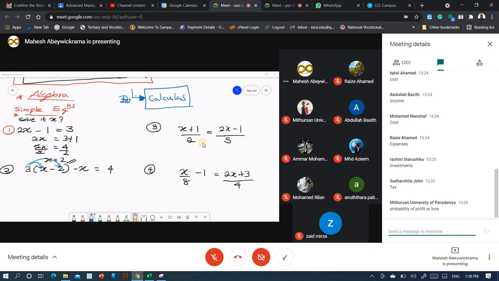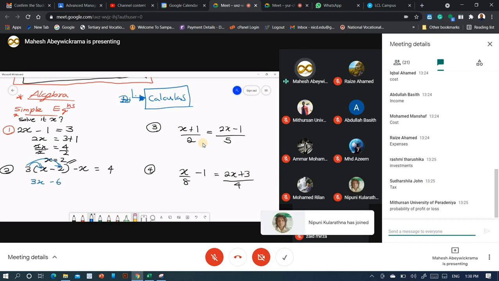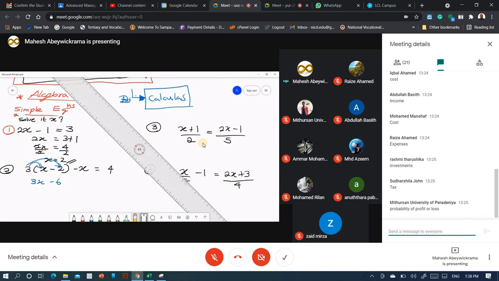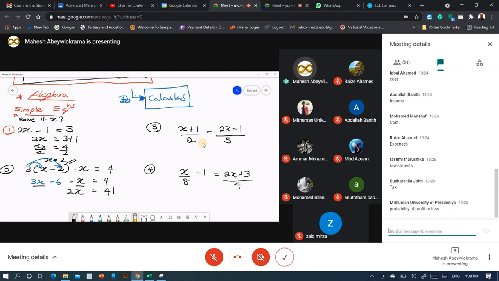Okay, children. So 3 times x is 3x, 3 times minus 2 is minus 6. Now here it is minus x equal 4. 3x minus x is 2x. I can send minus 6 to the other side as plus 6. Then this is 10. Then divide both sides by 2. It says x equal 5. That's how we can do it, right?